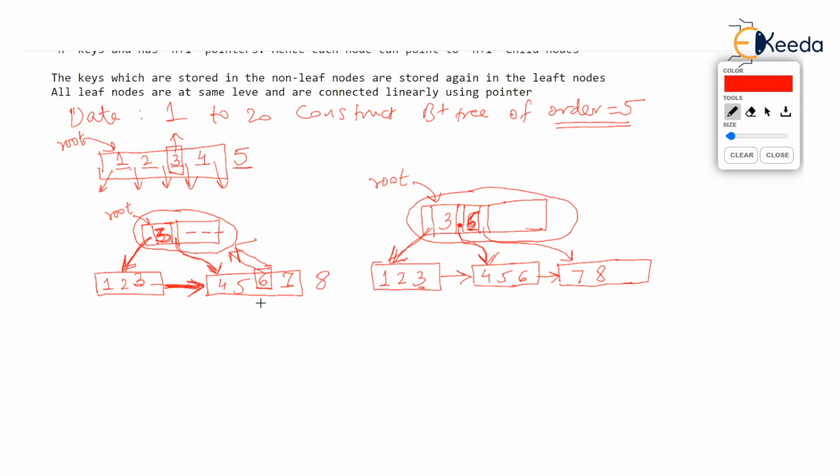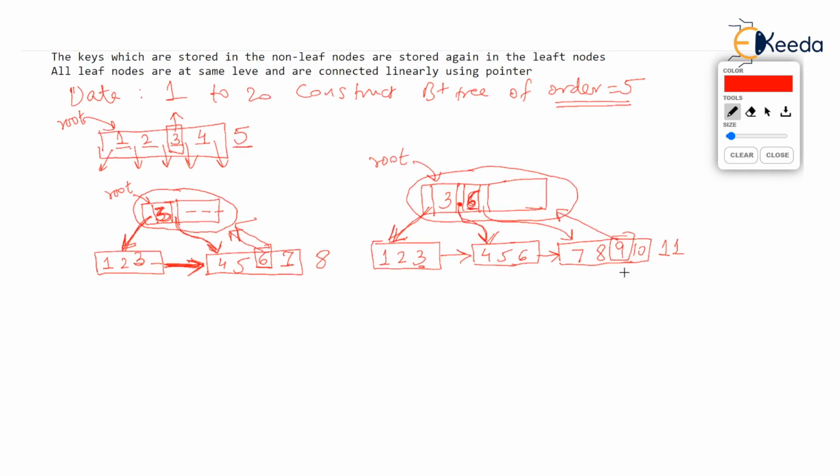Now let's add 9. The last value we added was 8. 9 will easily go to the right of 6 because it is larger than 6. So 9 and 10 will join after 8, no problem. But 11 can't join. There is an overflow here. So the node is split and 9, the median, will be sent up. I hope you have understood enough about B plus tree, how the values stored in the non-leaf node are stored again in the leaf node.